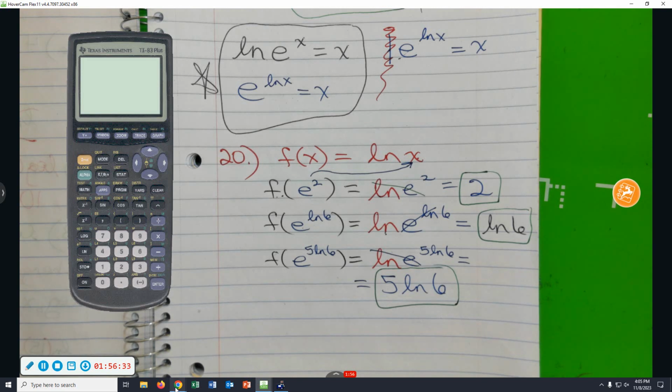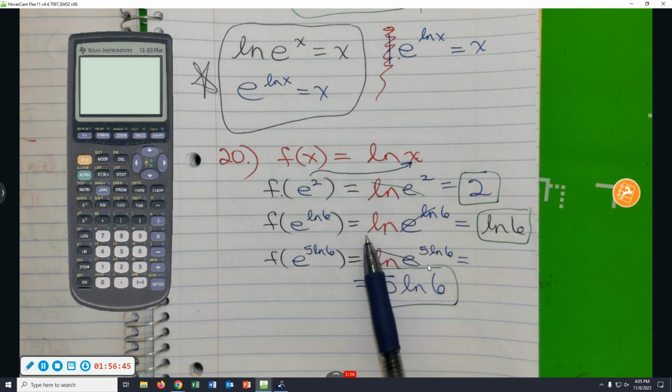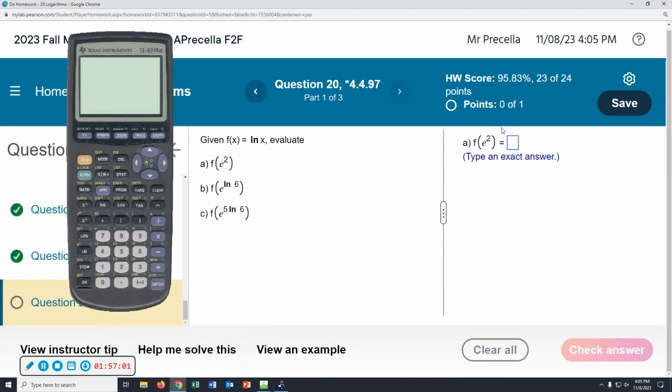What they're trying to make the point of with these problems is that true, e and ln are inverse functions, but they don't just magically disappear. It's a one-to-one correspondence, and they've got to be consecutive. There's no way you could cancel the blue e and the blue ln, and wind up with an ln 56 or something. No. So let me type those answers in.